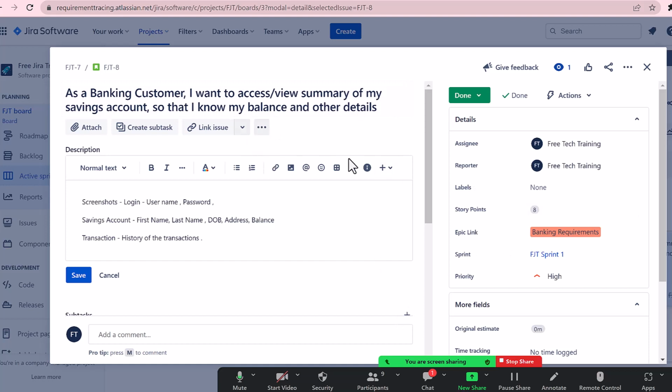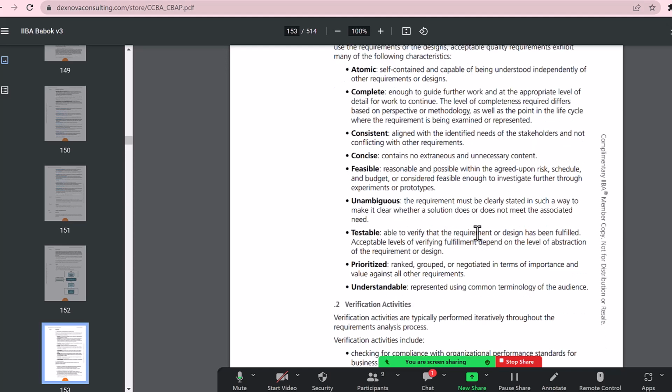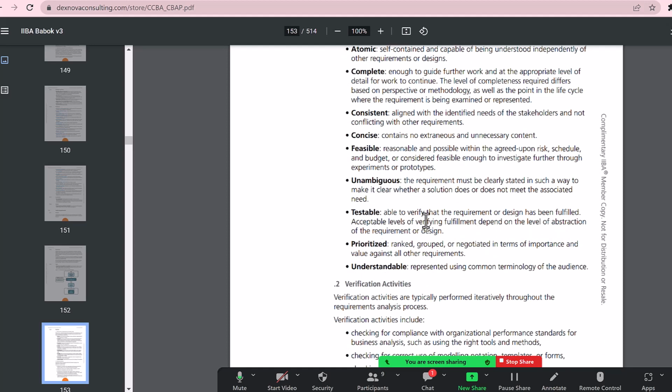Okay, you need to break down one story into multiple stories, and then make sure this is not exceeding 8 pointers. So if you have a huge complex requirement, break that down into small user stories, and make sure it's doable within that particular sprint. Okay, so that is feasible. And then unambiguous: the requirement must be clearly stated in such a way that it's clear. I've already told you. And it needs to be testable.